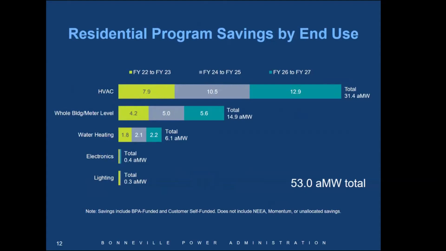Taking a look at the total savings from each of the sectors and how they get broken out, starting with residential, we've got 53 average megawatts total over the 6-year EE action plan timeframe, heavily weighted towards HVAC, and that has historically been true at least since the decline in lighting opportunities in this sector. The whole building meter level largely represents the home energy reports that I was referring to, and then water heating representing primarily heat pump hot water heaters in homes, but also an emerging area of interest in heat pump hot water heating built up systems for multifamily environments.